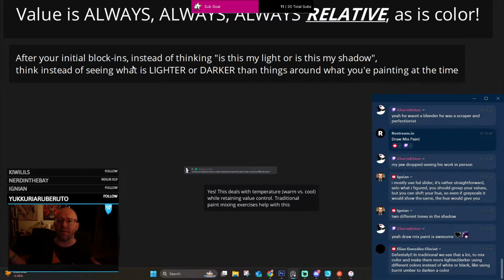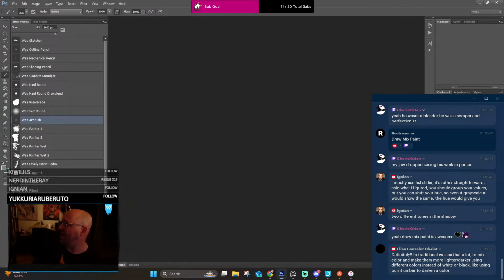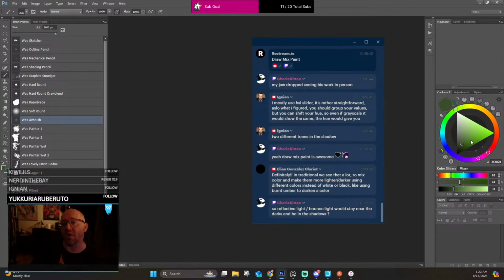The one that you get on Photoshop and the one that you get in this color wheel, this is a fake green, man. This is like clown car green. Nobody uses this green. Like, oh man, I want to get a green, but your natural greens are going to be more around here. That's where your greens are going to be. But look how dark that value is. But it's still punchy. So reflective light, bounce light would stay near the darks and be in the shadows. Bingo, bango, bongo. You got it.